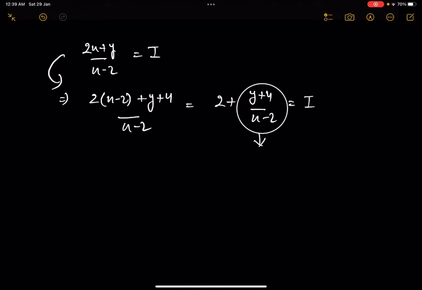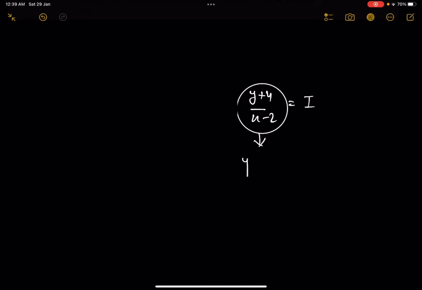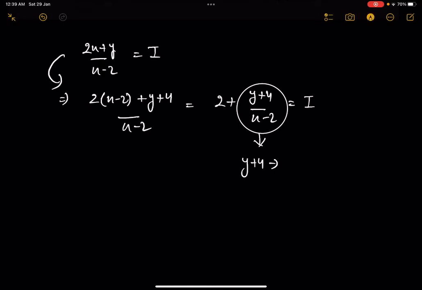And in the question it is given that n has 4 distinct integral values for which they satisfy. So I can say that y plus 4 has 4 factors. And when y plus 4 is divided by n minus 2, we have 4 different integers of this whole expression. We have 4 integers, that is A, B, C, D.